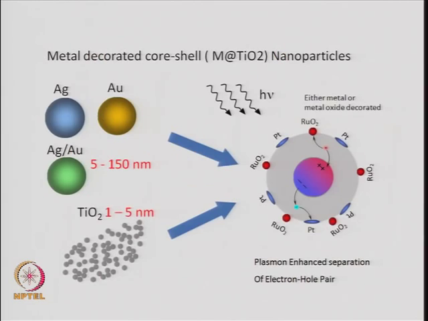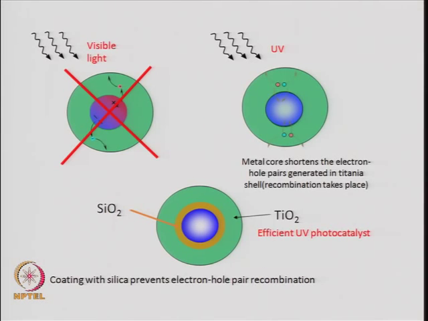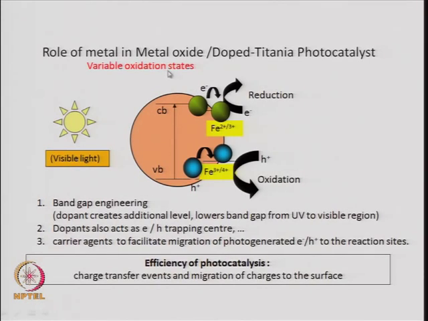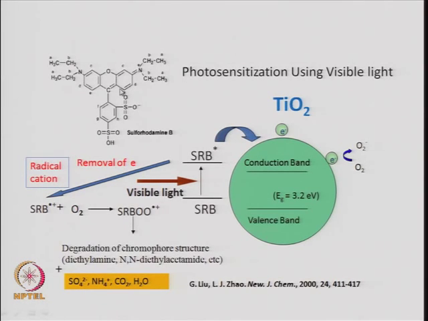So, we studied cases of metal doped titania, core shell titania decorated with metals, then a core shell titania with an interfacial layer in between, and how it can become an efficient UV photocatalyst. Then we added metal oxides, where the metal has variable oxidation states, and how that can enable titania to be a visible light photocatalyst. And then this was dye sensitization. So, an organic dye is used which has particular energy levels which can accept visible light, and hence visible light photocatalysis can be observed using sulforhodamine B as an example. And the electrons in TiO2 can further reduce other agents.